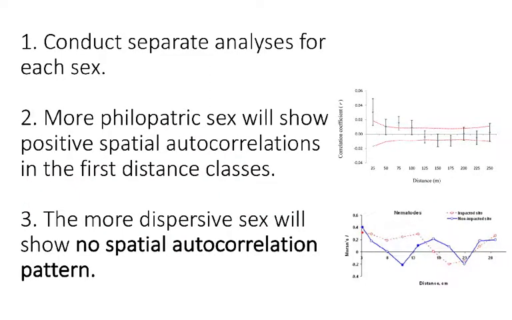That indicates that the sex used to create this particular plot is staying closer to home. In contrast, the sex that's dispersing and moving between populations is going to show no spatial autocorrelation pattern, and that will look something like this. Here on the right, we still have distance on the x-axis and the correlation coefficient on the y-axis. But now, instead of a pattern like before, it's just all over the place. There's no discernible pattern.